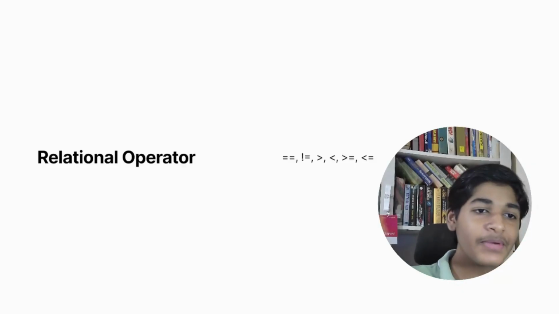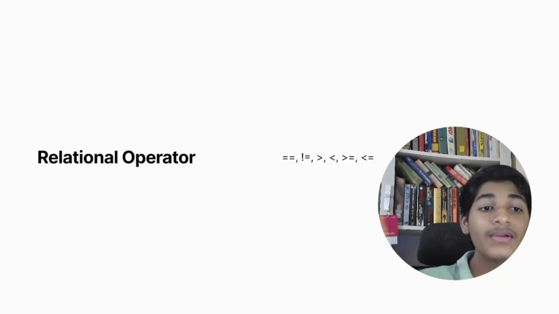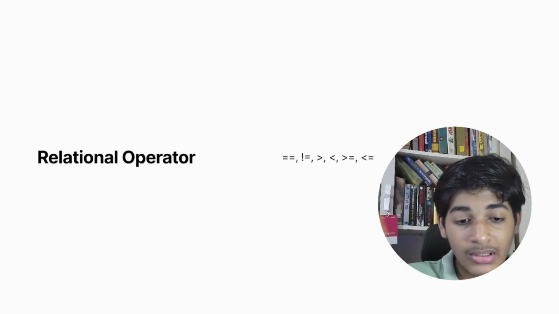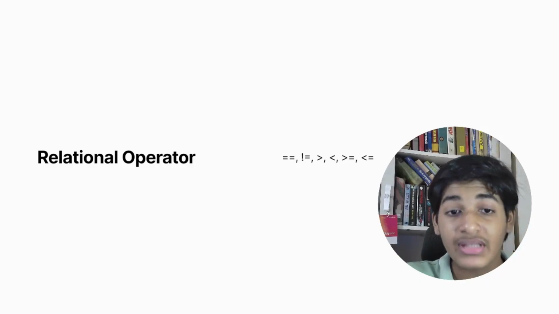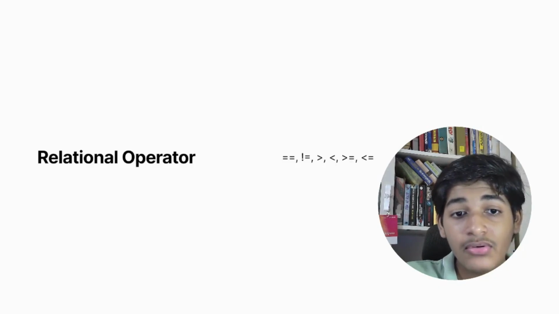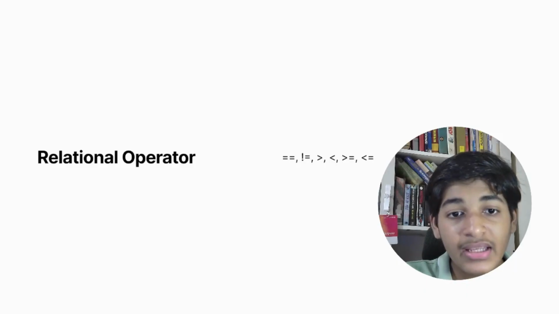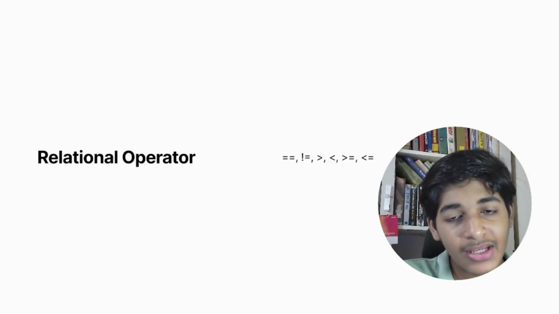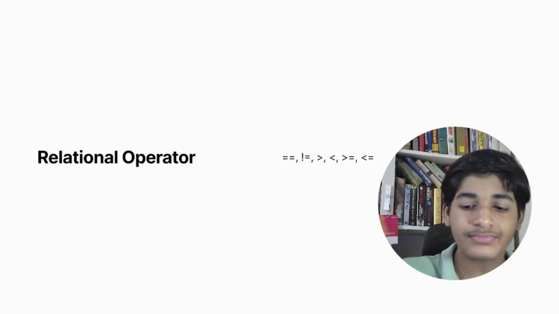Now the second type of operator is the relational operator. Relational operators are used to compare or to find relations between two different things. So the common relational operators are equal to, which is used to check equality, then not equal to, greater than, less than, greater than or equal to, and less than or equal to.